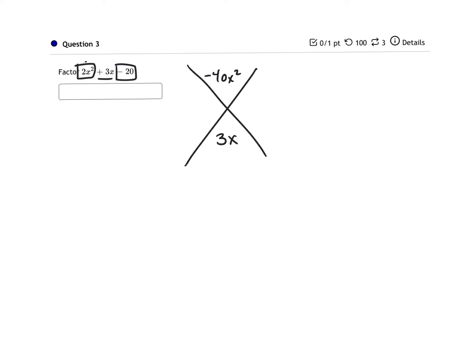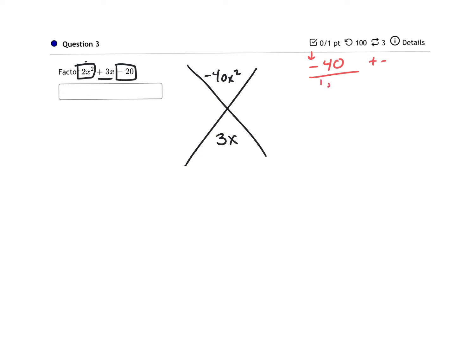So I need two numbers that will multiply to a negative 40 and add to a positive 3. So I know that I'm going to have one positive and one negative because that's the only way you can multiply to a negative number. So I'm going to start listing out my factors.